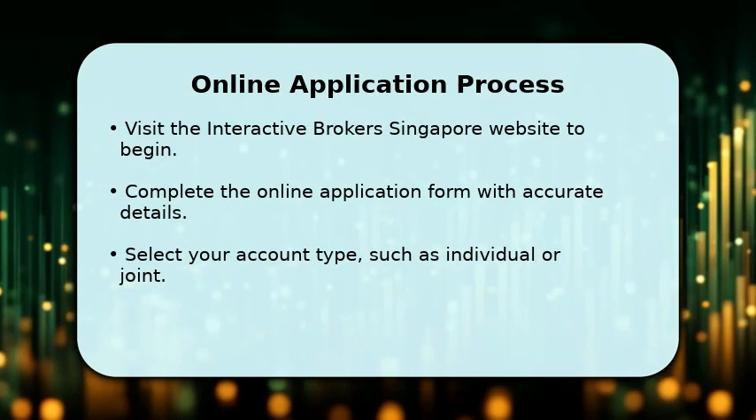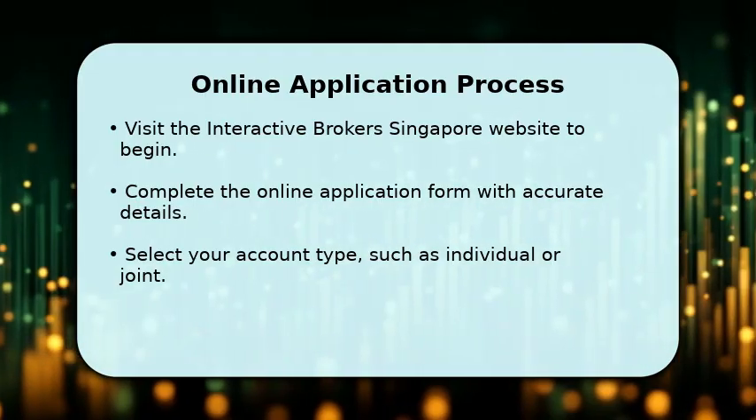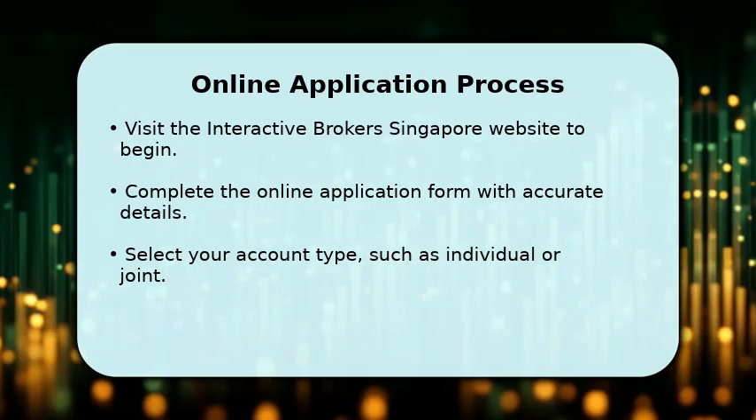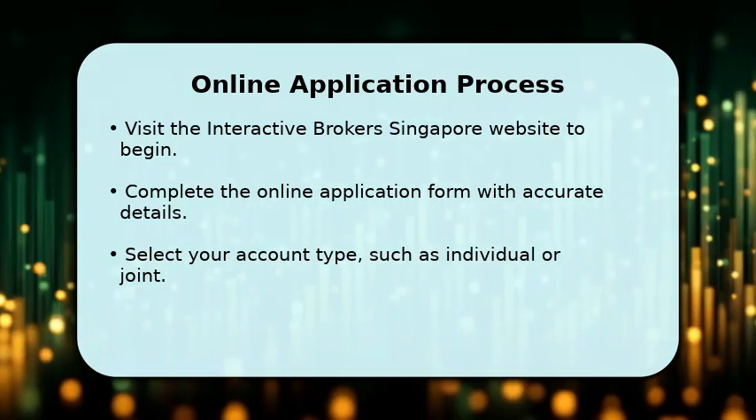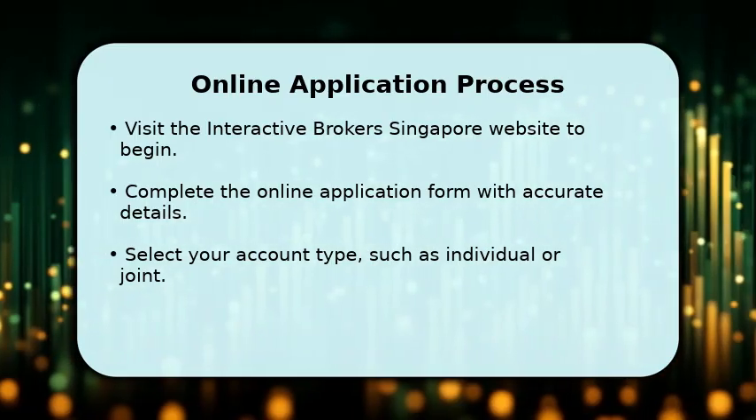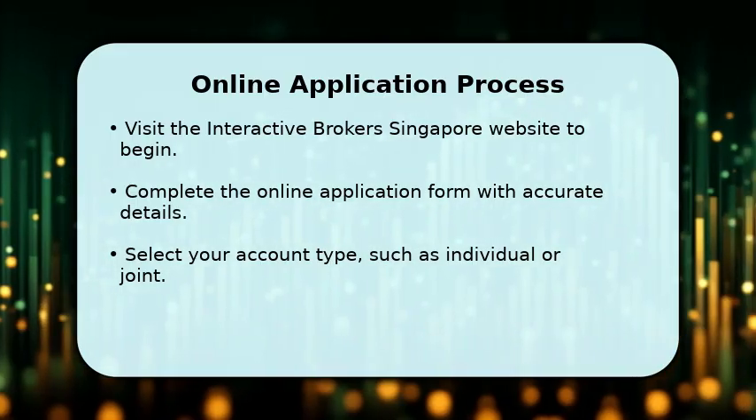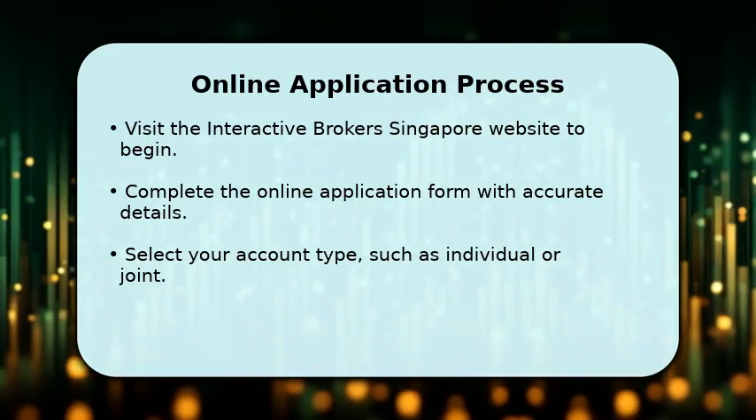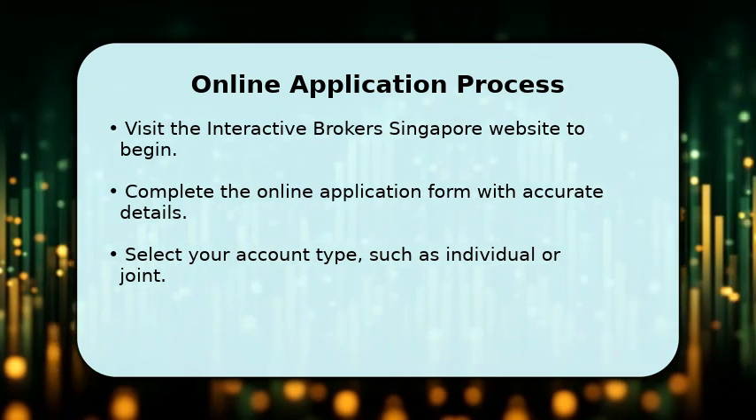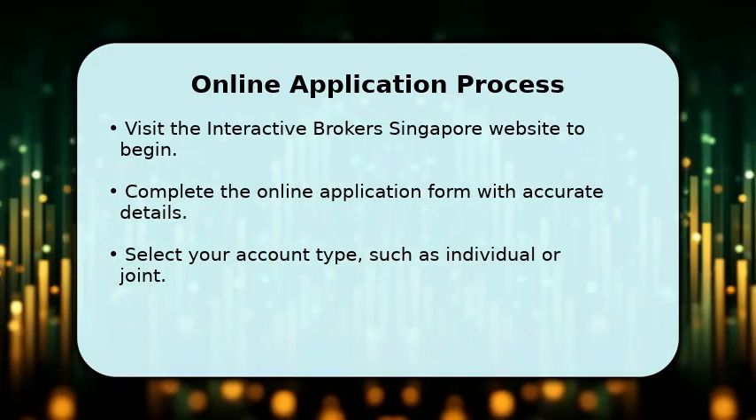Once your documents are ready, navigate to the official Interactive Brokers Singapore website. You'll find a clear Open Account button to start the online application. Carefully fill out the form, providing accurate personal and financial details as requested. During this stage, you will also select your preferred account type, whether it's an individual account, a joint account, or another option that suits your investment needs. Take your time to review all entries.